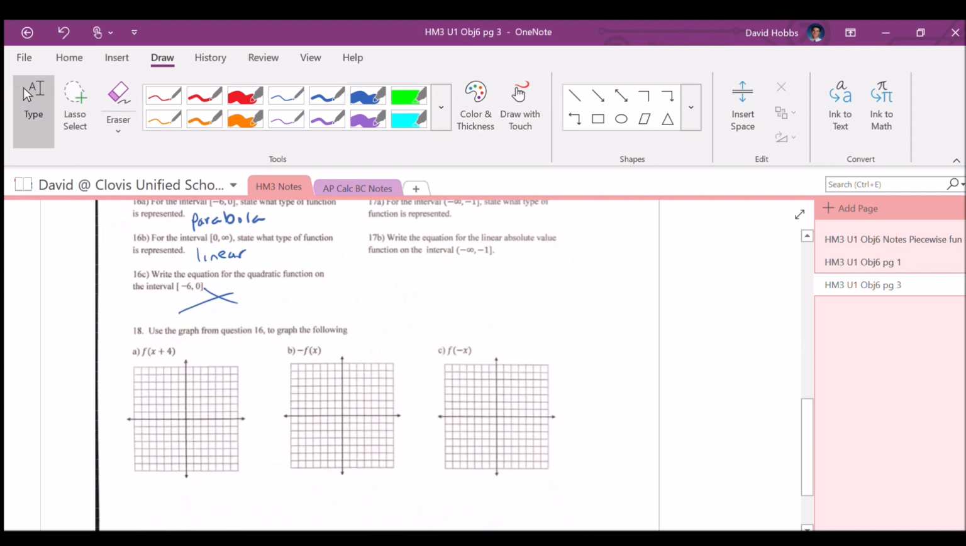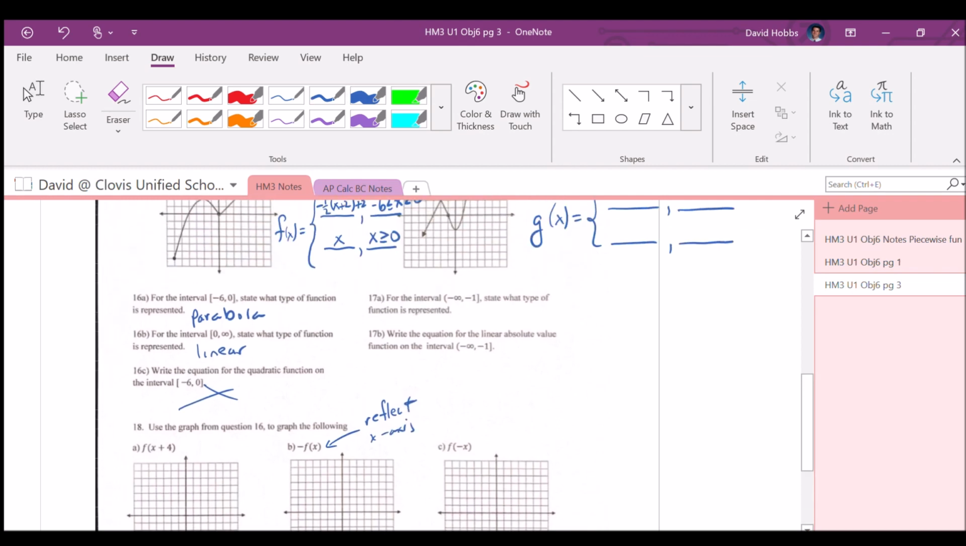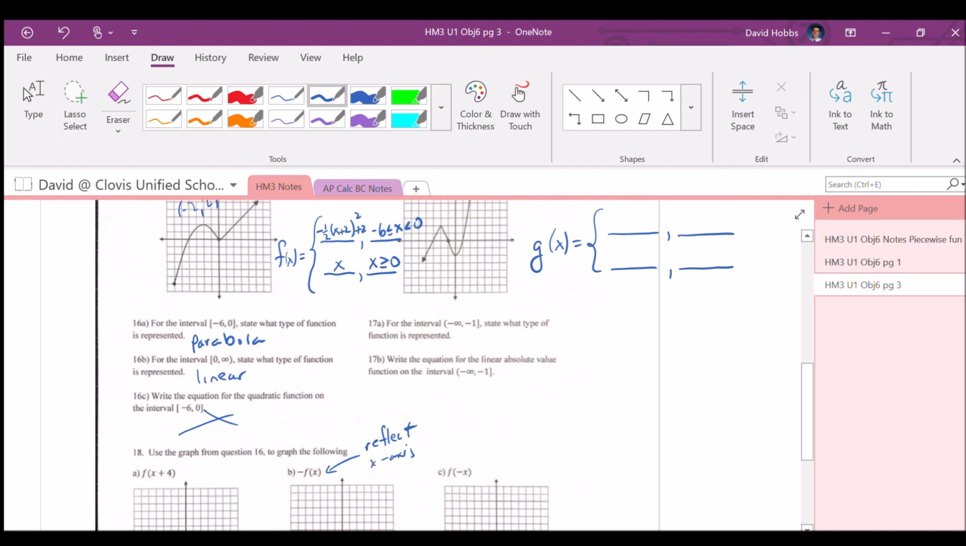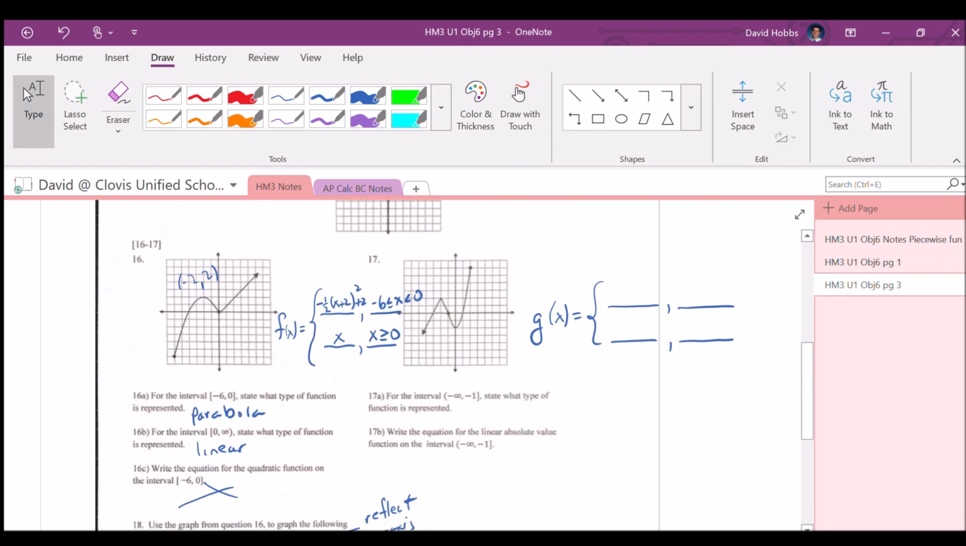Use the graph from number 16. So let's go ahead and do B, and then we'll be done. So the opposite of f of x. This is a reflection over the x-axis. So there's the original. Pick out some points, have them reflect over the x-axis. Of course, 0, 0 doesn't reflect anywhere. It's still 0, 0.